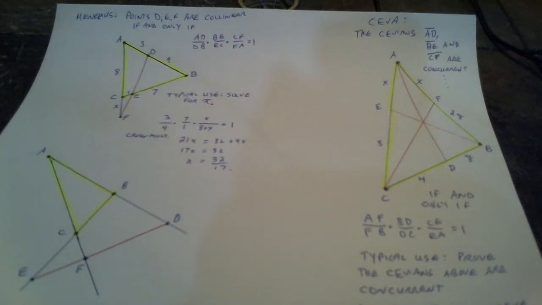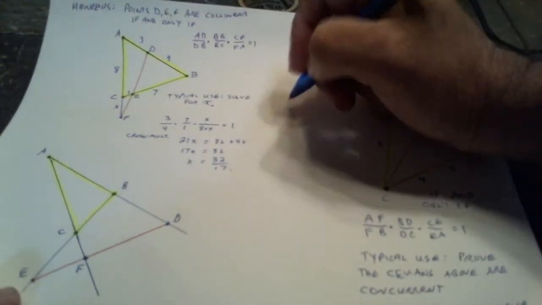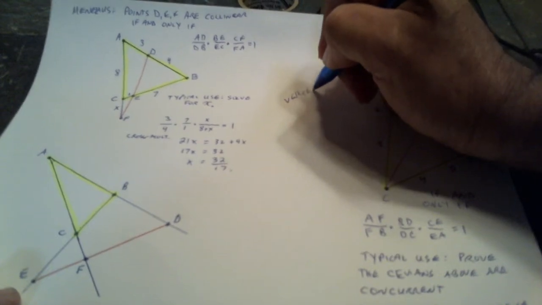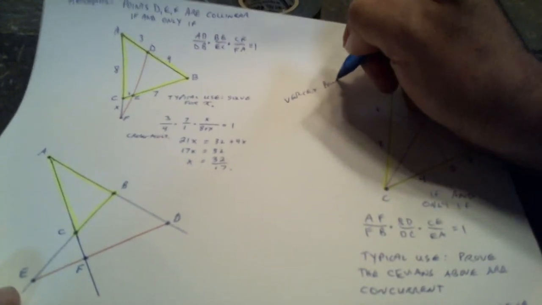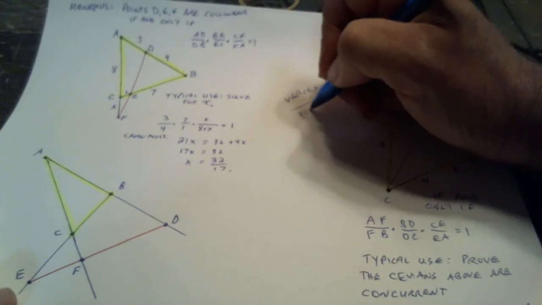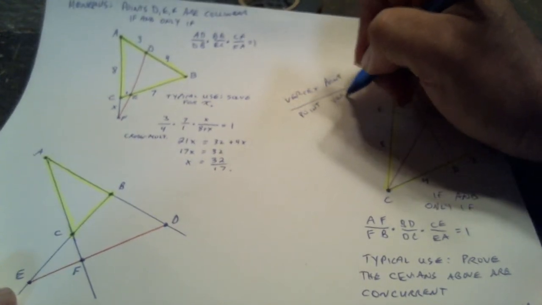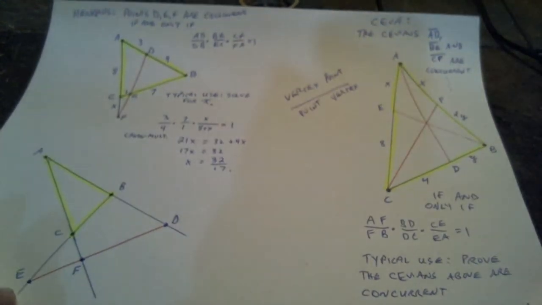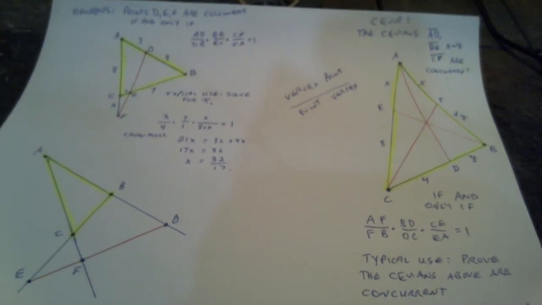Well, it's a very simple dance that goes vertex, point, point, vertex, vertex, point, point, vertex. So that's the dance. It just does that for the names of the letters. To get the letters in the right place, that's how you name them. Each fraction is vertex point divided by point vertex.